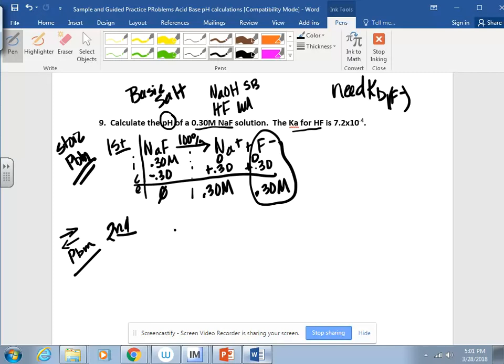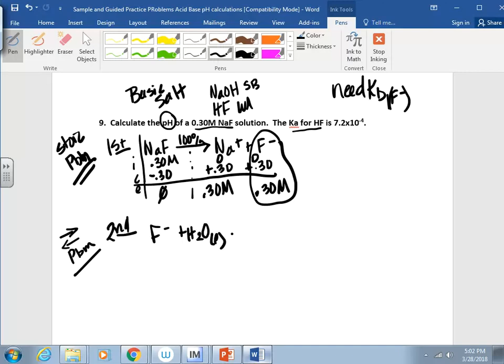Okay? So you're going to take the anion, F minus, and what does it say to react it with? That's right, it says reacted with water. Now remember, water is a liquid. It is necessary for the dissociation, but it will not show up in your law of mass action. So now this is going to be the equilibrium problem. Notice how I used equilibrium here.